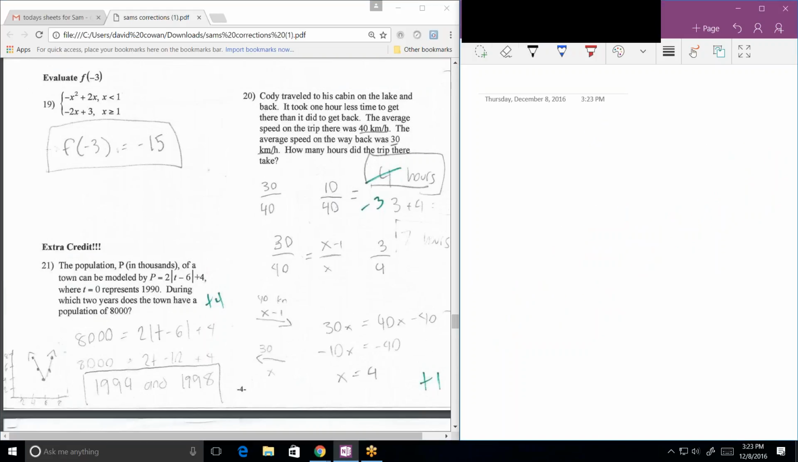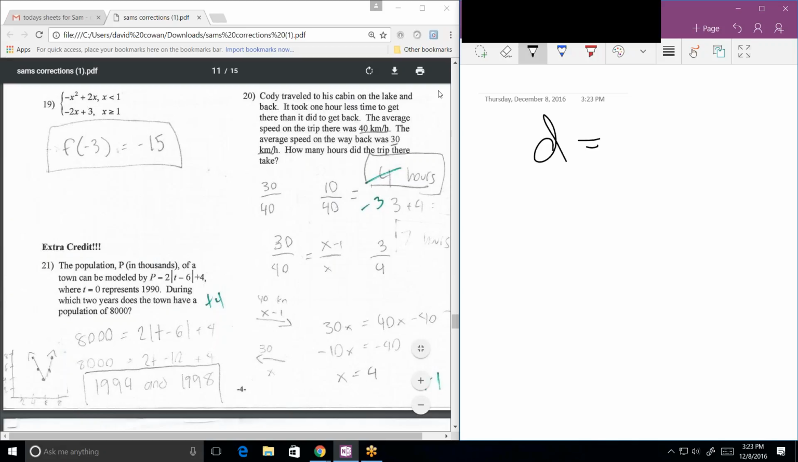Number 20, okay. What is the general equation that describes distance, rate, and time? You cannot begin this problem without that equation. D equals RT. The way I remember that is dirt. Distance equals the rate times the time.